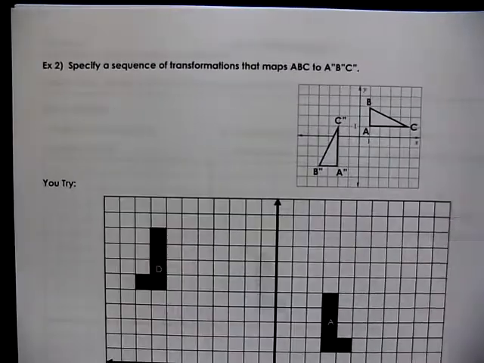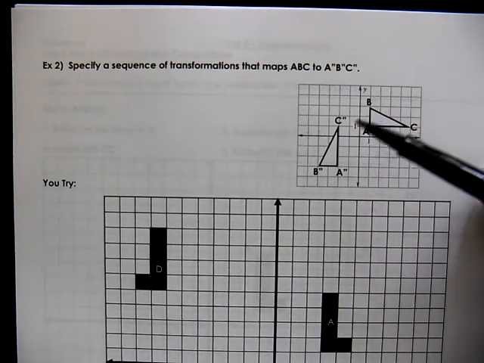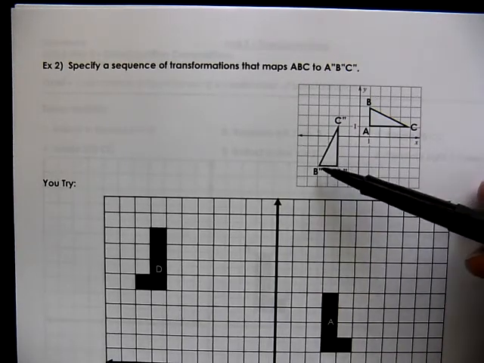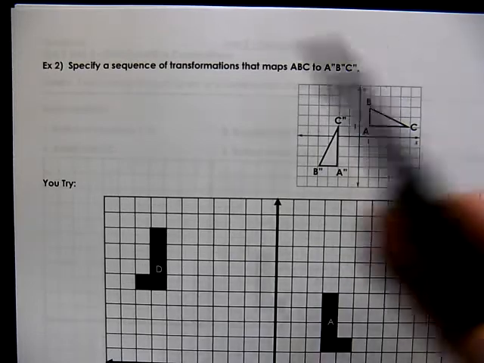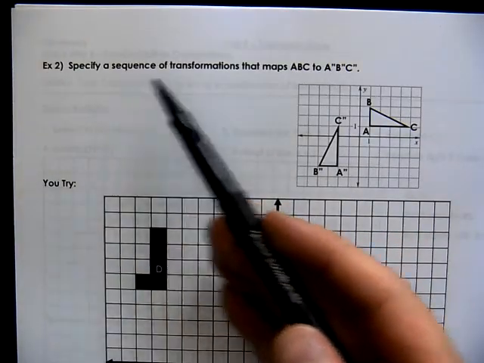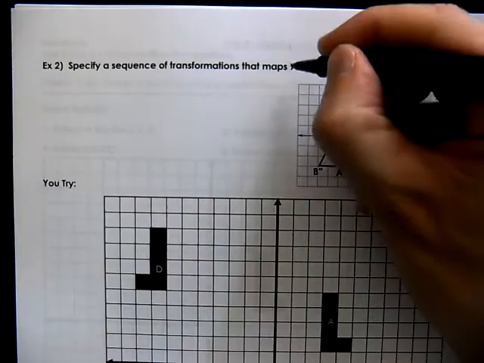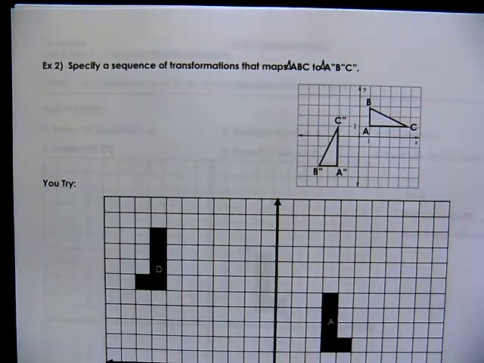Alright, moving on to the next example. Here's example 2. This time we're thinking in reverse. They have already provided us a series of changes that have now resulted in this triangle called A double prime, B double prime, C double prime. With the double prime, you know it's been changed twice. But how has it been changed? We want to specify the sequence of transformations that maps or connects triangle ABC to triangle A double prime, B double prime, C double prime.